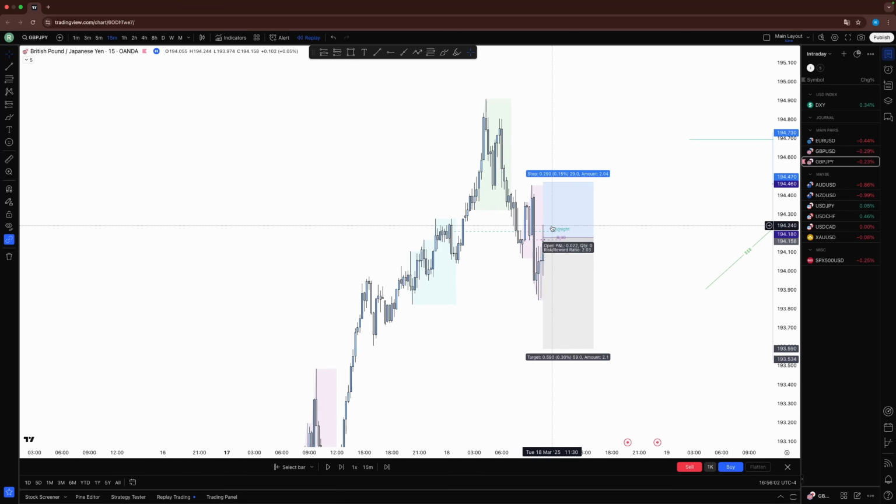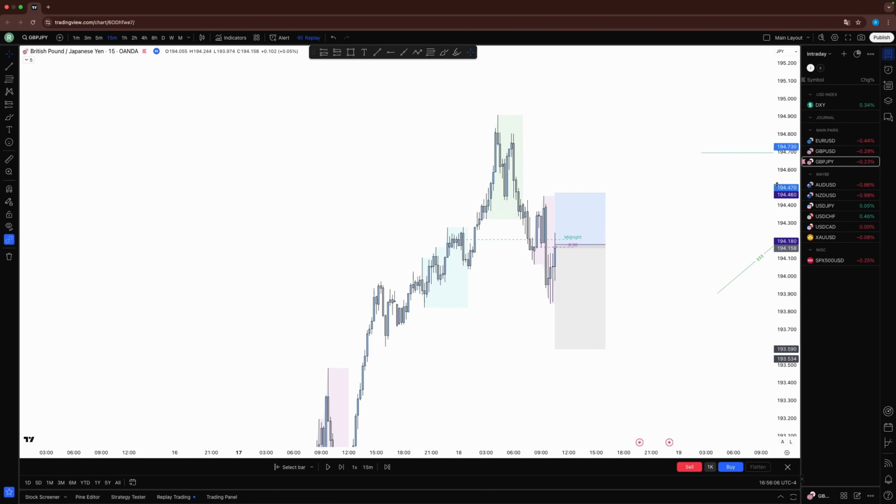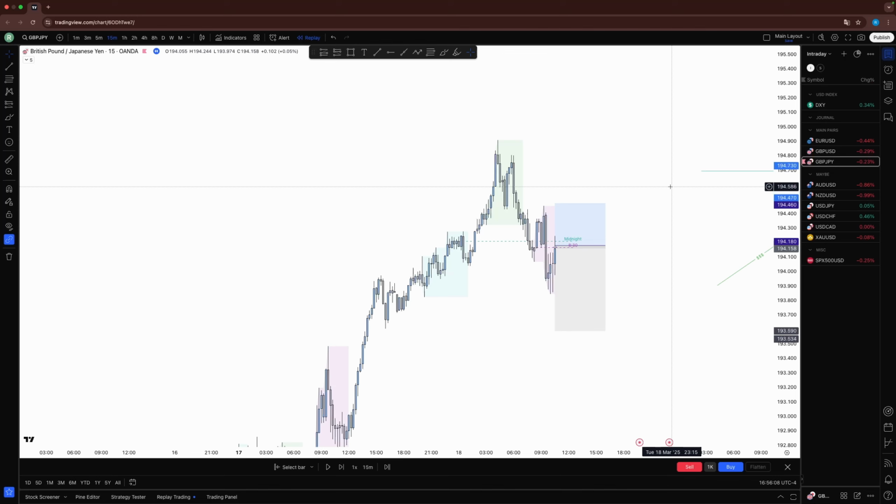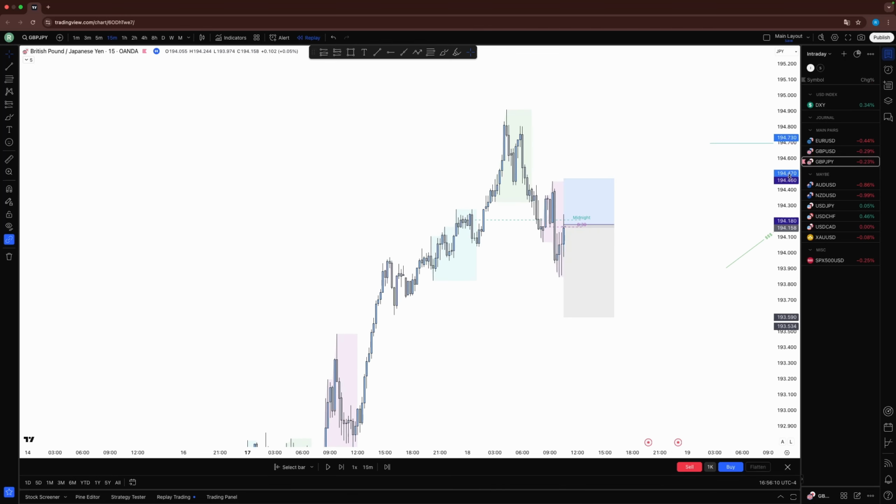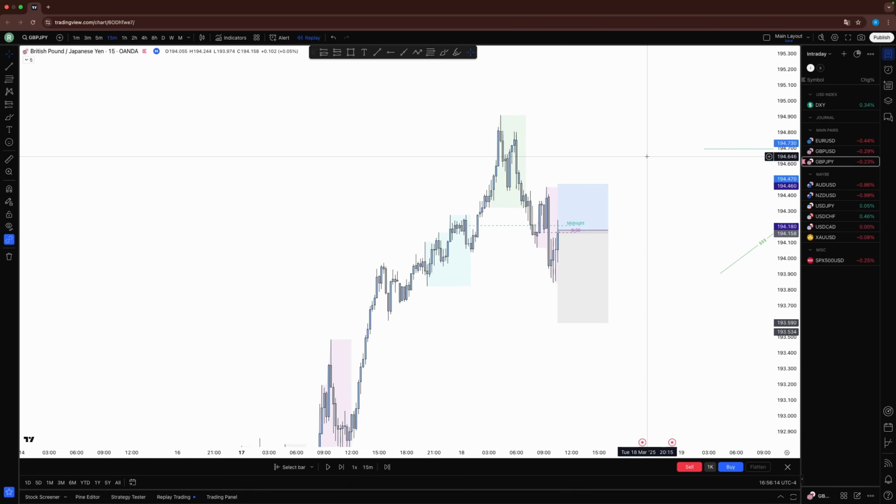So I don't even remember if I took this with full risk or less risk. I don't remember, to be honest. I think I took this with reduced risk, like half risk. No, I didn't. I remember I didn't. I was just going for it anyway.